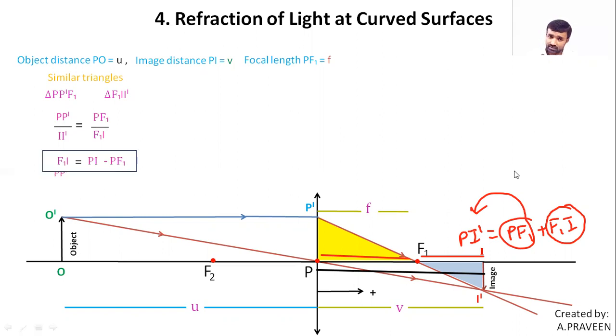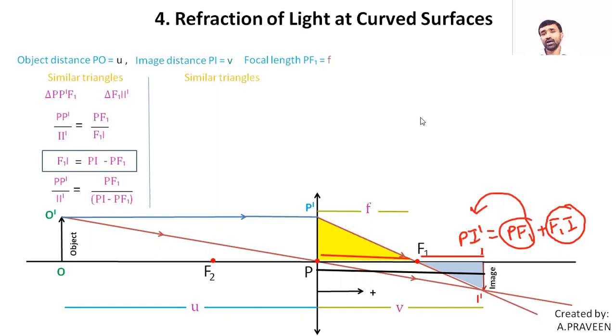Another one here: PP' by I' is equal to, what is PF1? Focal length. We know that. So no need to change that. F1I, I don't know, so I am substituting here PI minus PF1. So here I got a relation by using similar triangles PP'F1 and F1I'.